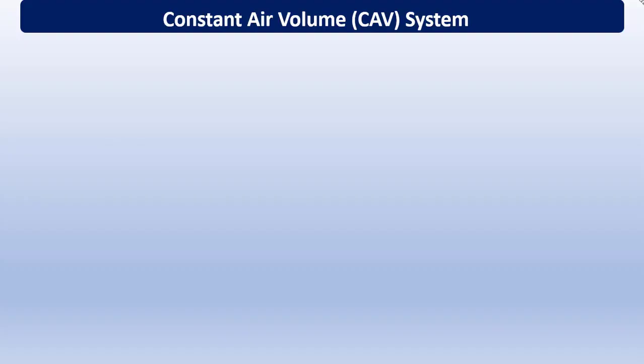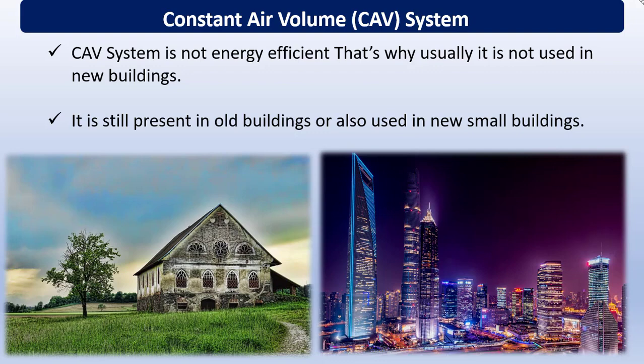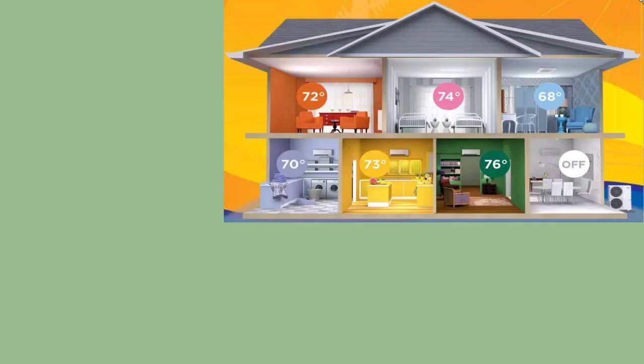As CAV system is not energy efficient, so that's why usually it is not used in new buildings. It is still present in old buildings or can also be used in small buildings as the initial cost for installation of the system is lower than the other systems. The system which we discussed here is a single duct single zone system.